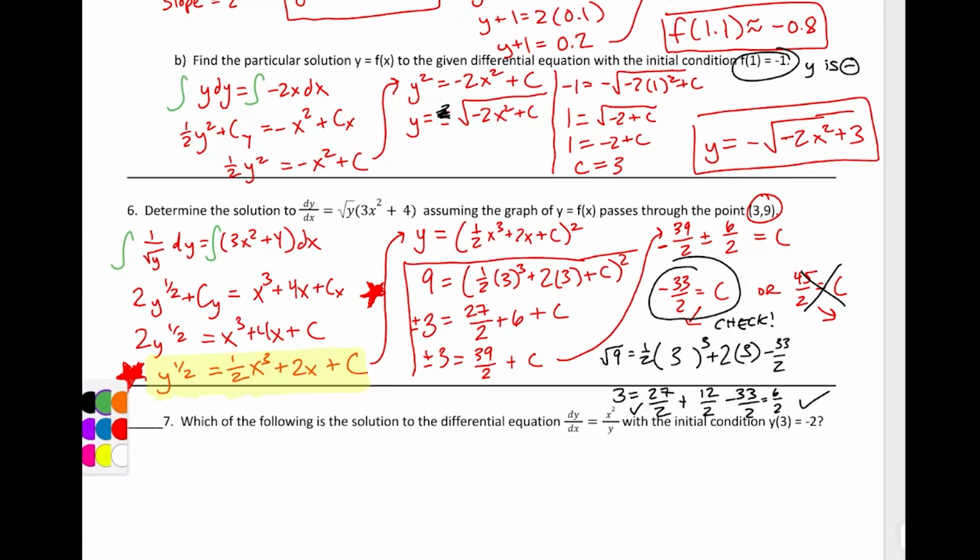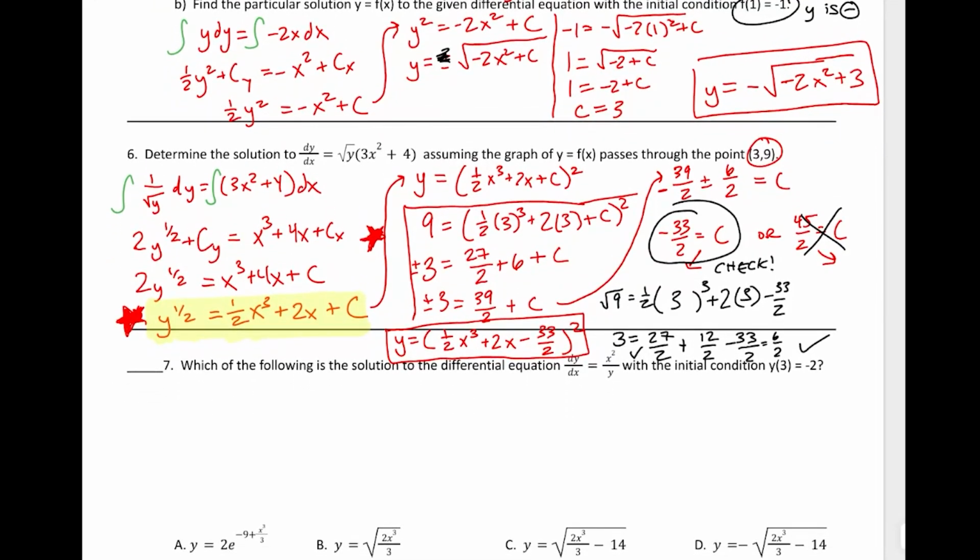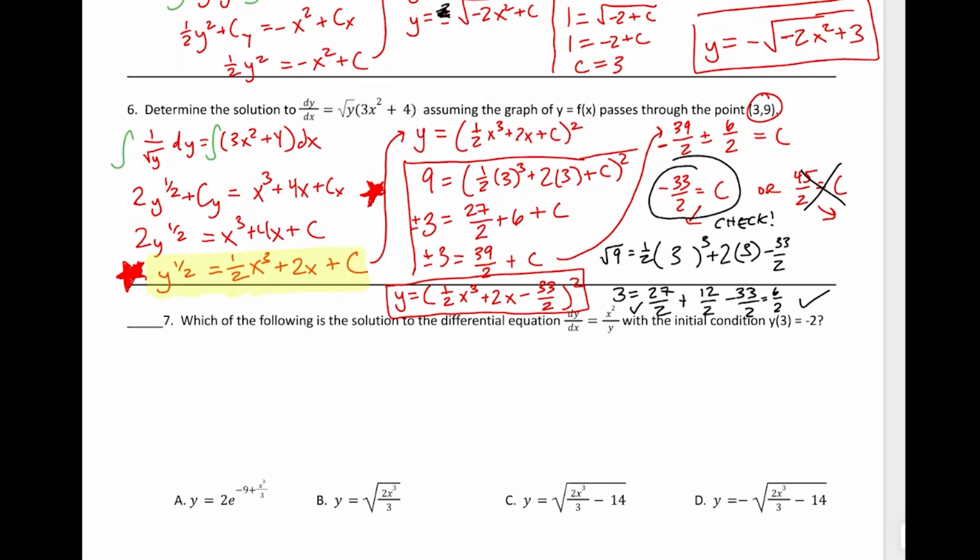So we can go ahead and write our answer here, and I am running out of room, so I'm going to do my best to just squeeze this in. y equals 1/2 x cubed plus 2x minus 33 over 2, quantity squared. Whew. That's kind of a tough one. Yeah, anytime you have to square both sides, that usually is going to cause some issues.